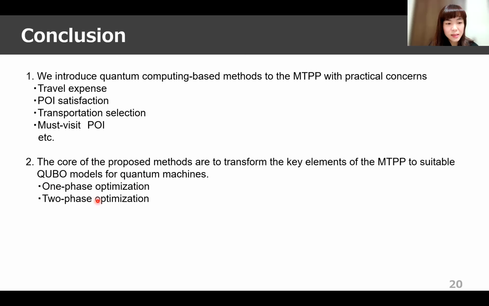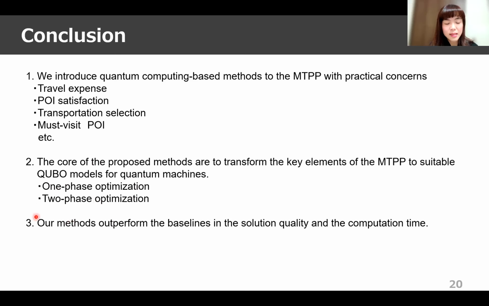Also, according to the experiments, the results show that our method can outperform the two baselines in both solution quality and computation time, which means our two methods are effective for solving the MTPP. And I would like to continue our study in the future by evaluating more cities and increasing the number of POIs to confirm the effectiveness of our proposed method.